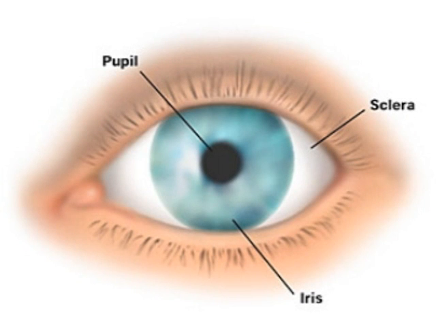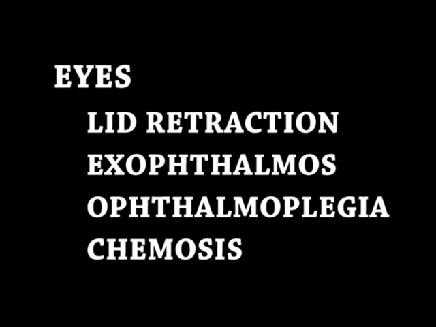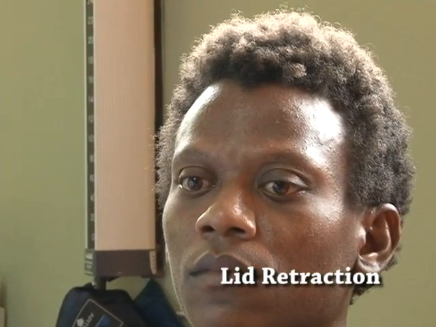The eyes. 4 important changes occur in the eye. They may be unilateral or bilateral. These are lid retraction, exophthalmos, ophthalmoplegia, and chemosis. Lid retraction. This is caused by overactivity of the involuntary muscular portion of the levator palpebrae superioris muscle. In lid retraction, the upper eyelid is higher than normal and the lower lid is in its correct position.